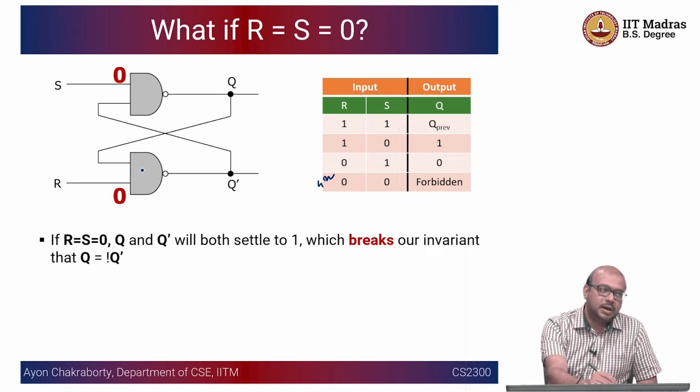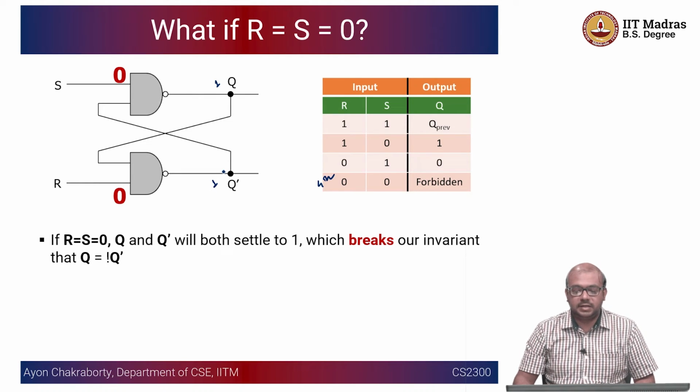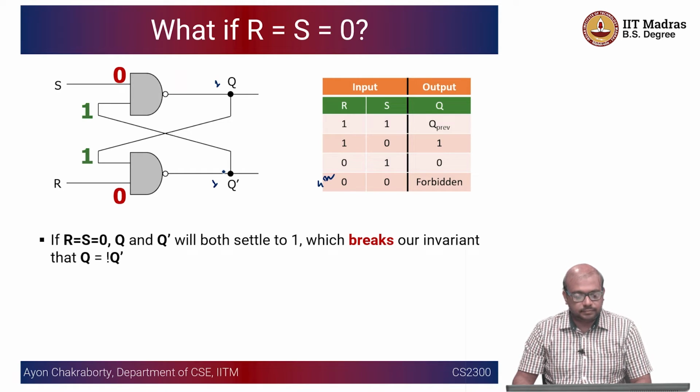AND gate, one input 0, it is definitely going to produce 0, and the NOT of that is definitely going to produce a 1. So this is very easy to see that this is going to be 1 and this is also going to be 1. So this is one of the basic violations of our agreement, that we are always going to store Q and Q bar. Okay. The other thing is, yeah, so this is the circuit, right?